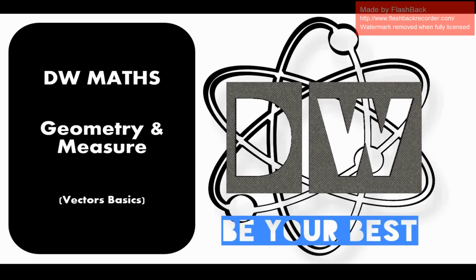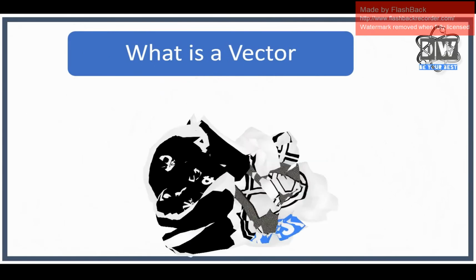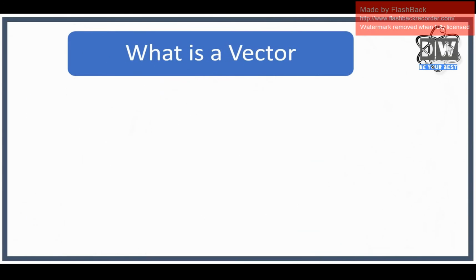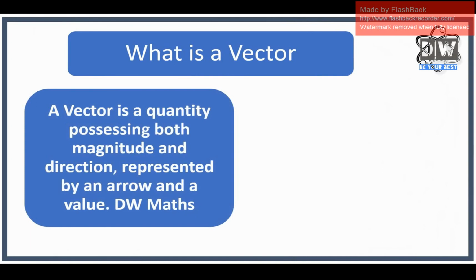This one is on geometry and measure, and we're looking at vectors. We're just going to cover the basics today, just so that we understand what a vector is. This will make absolutely no sense to you, I'm sure, but a vector is a quantity possessing both magnitude and direction. It's represented by an arrow and a value.